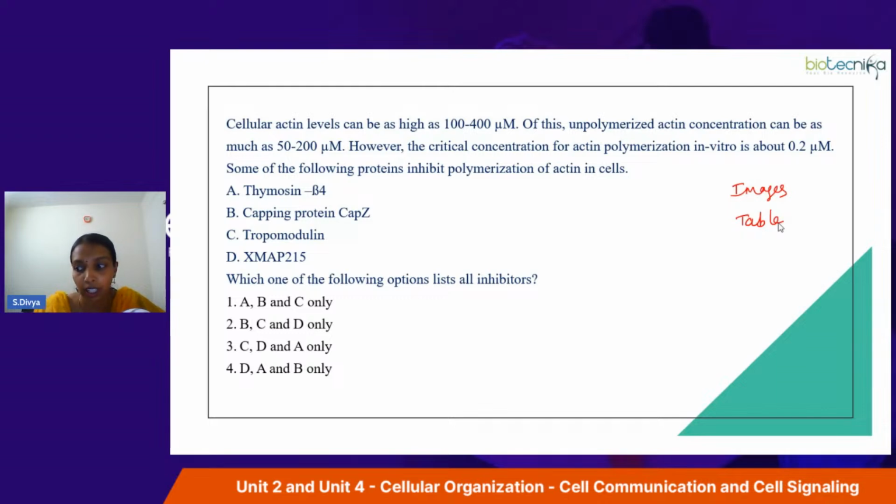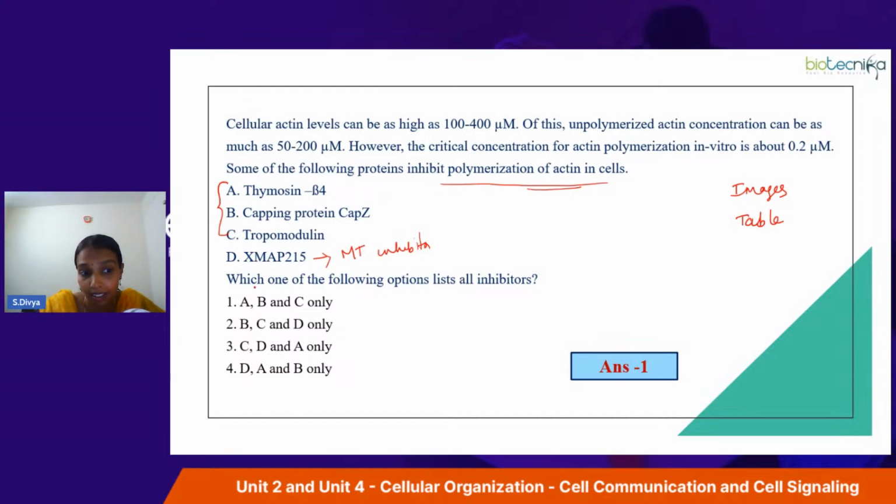Okay, let me show you the answer. The correct answer is 1. Why? Because A, B, C are considered to be actin inhibitors, but XMAP215 is your microtubule inhibitor. And here they are asking you about the inhibition of actin filaments, not your microtubules. That's the reason ABC is the correct answer. Okay.